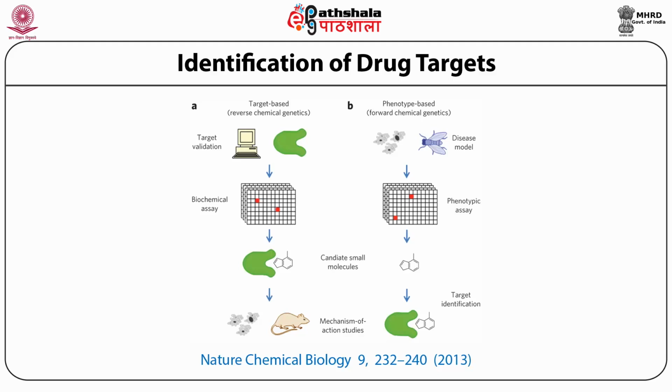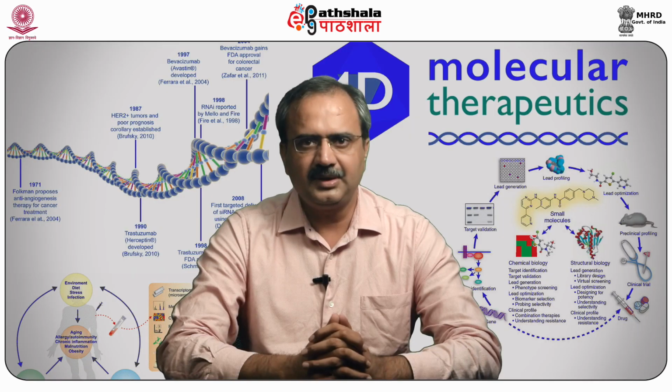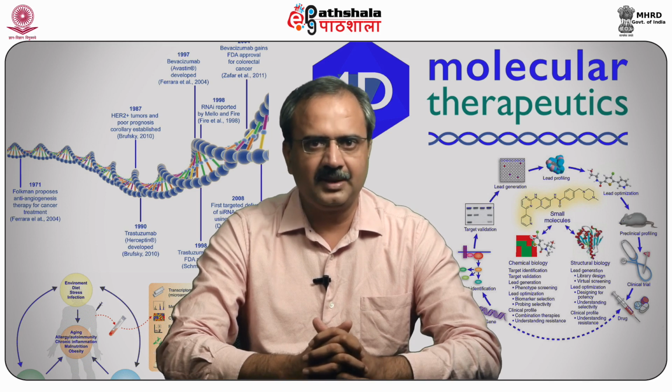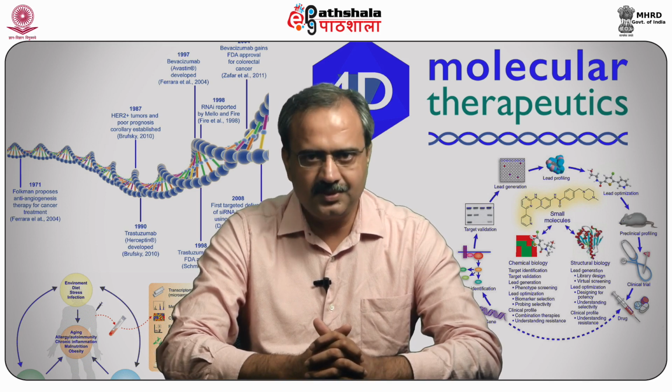While in the phenotype-based forward chemical genetic approach, the compounds are directly tested on the disease model organism. And the compounds that are identified to be effective are later validated to identify their targets. For the target identification, we can take a comparative genomics based approach.